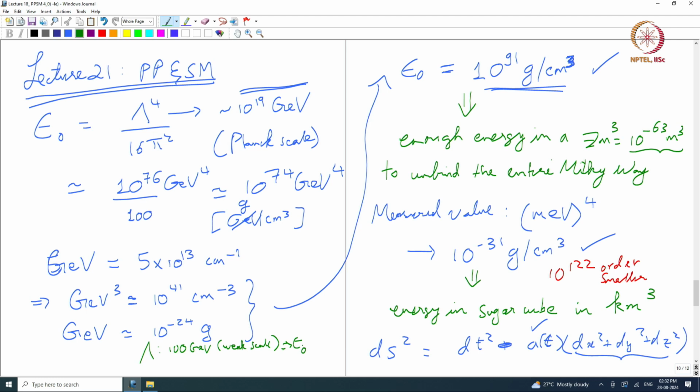What is lambda to the fourth now? It is 10 power 8 divided by 100. 16 pi square is 100, right? And that is what? 10 power 6 GeV to the fourth, correct? Now notice that even this is still much larger than this.